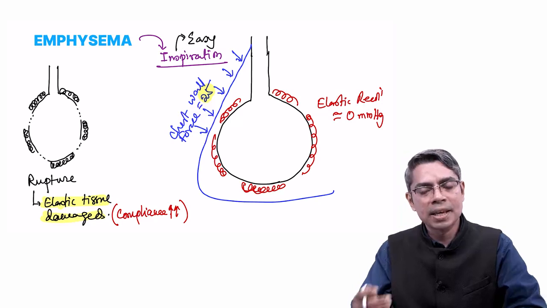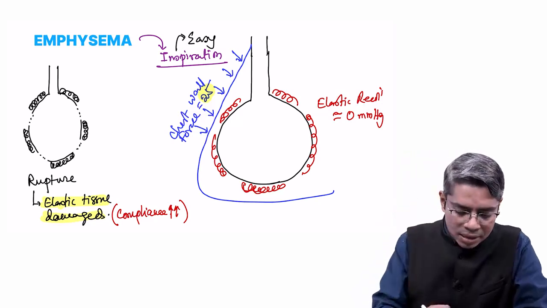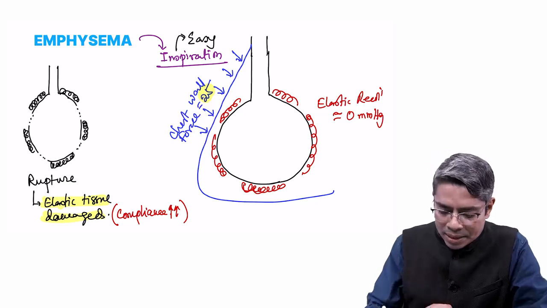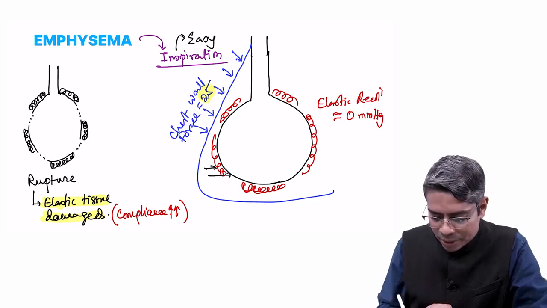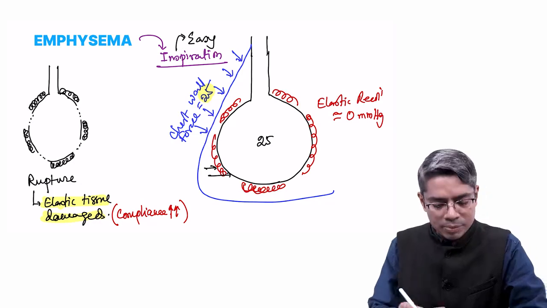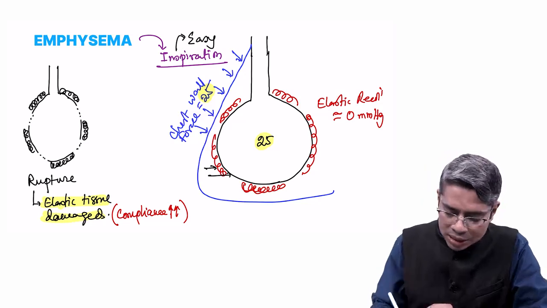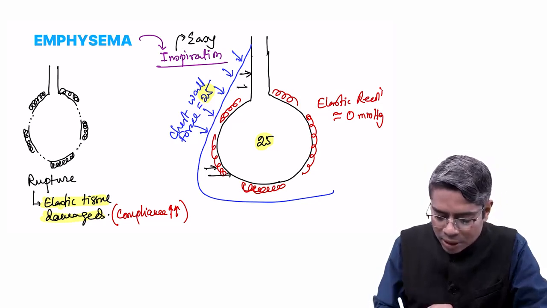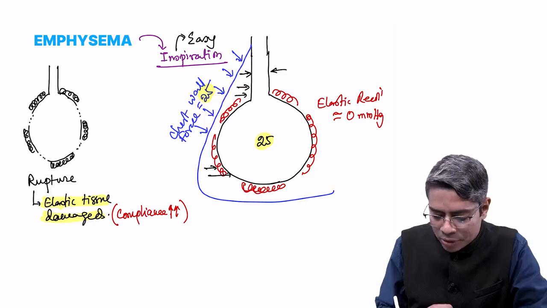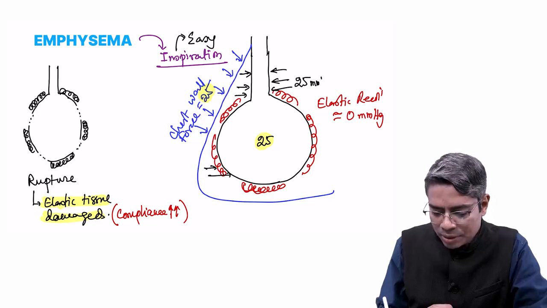That is 25. So this 25 external force will be exerted at the level of alveoli. So inside the alveoli, the total force will be 25 because elastic recoiling force is 0. And this 25 force is also going to be applied at the level of these bronchioles also. At the smaller size bronchiole, the external force is 25 millimeter of mercury.